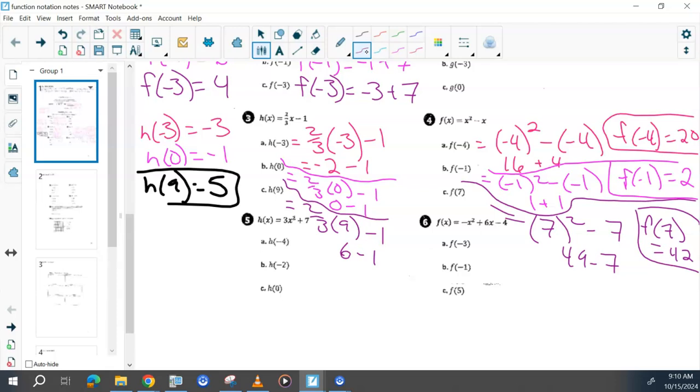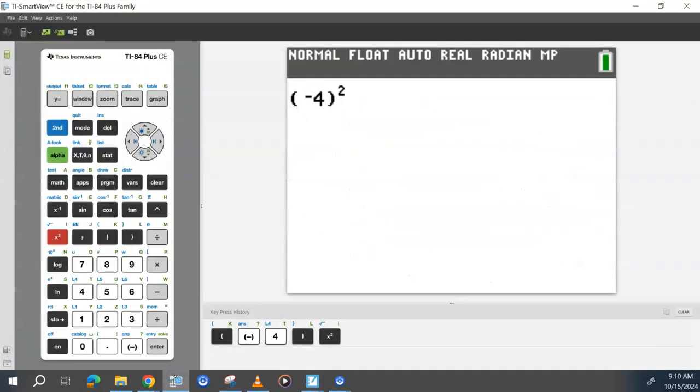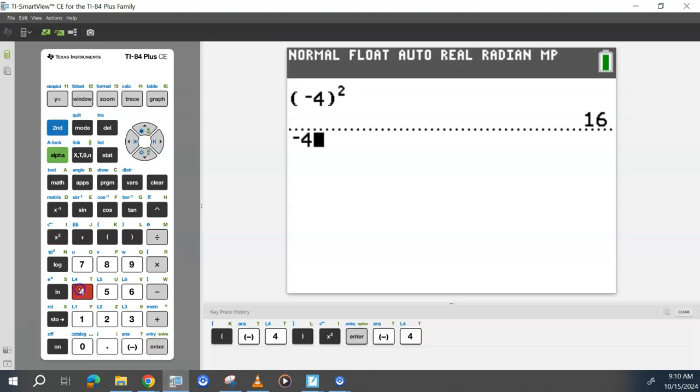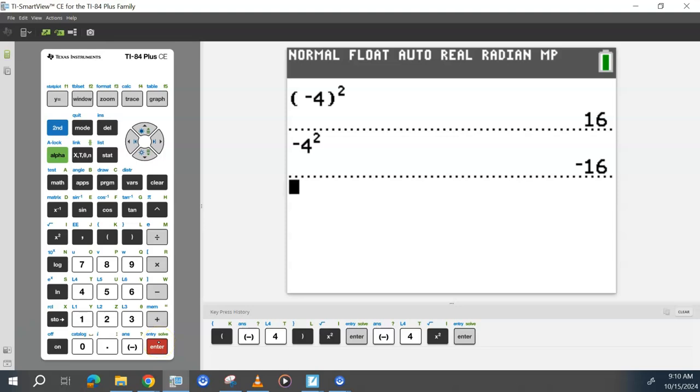Really quickly, just in case you were wondering about the positives and negatives, if you put it in with parentheses, it'll give you a positive number. But if you don't, it'll give you a negative number. But this is saying negative 1 times 4 squared, which is why you get a negative. So don't do this. Make sure you're using parentheses.